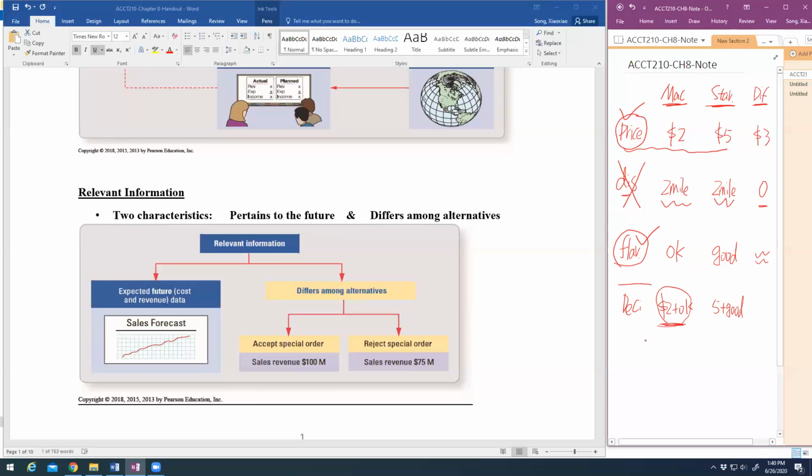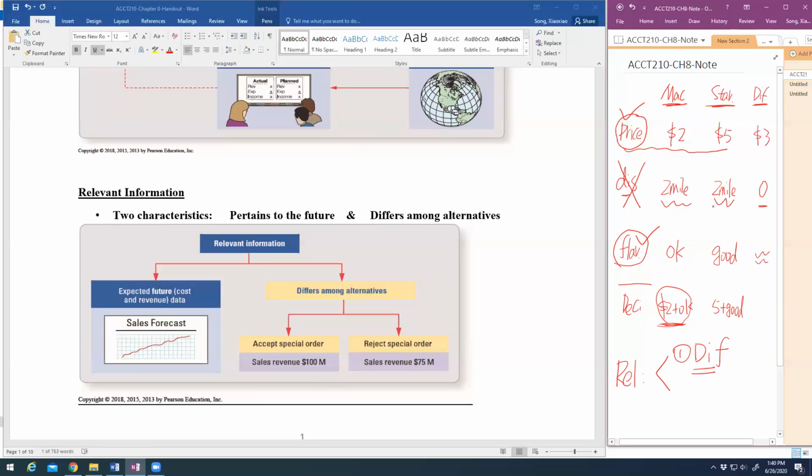So to be relevant, you have to have two criteria. First is that it makes a difference. That's what we just discussed. You have to have a difference.